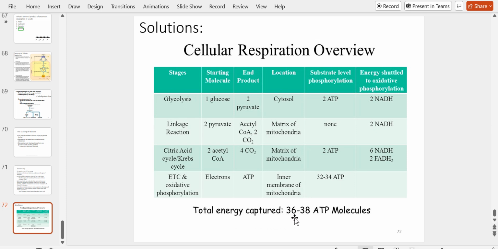Total energy is somewhere around 34, 36, 38. It can change.